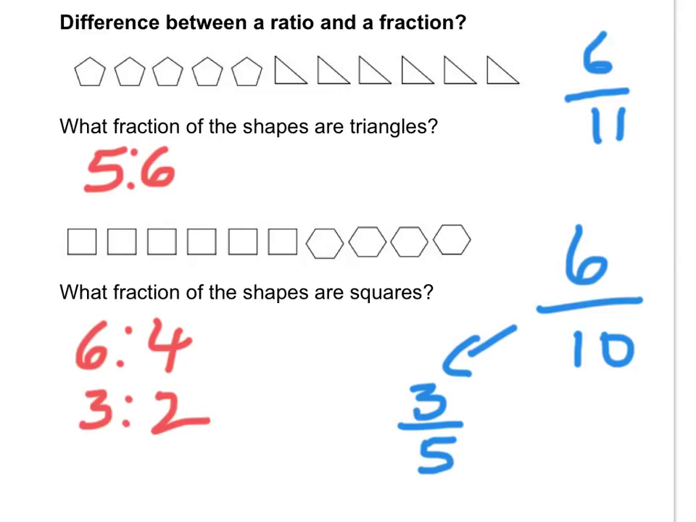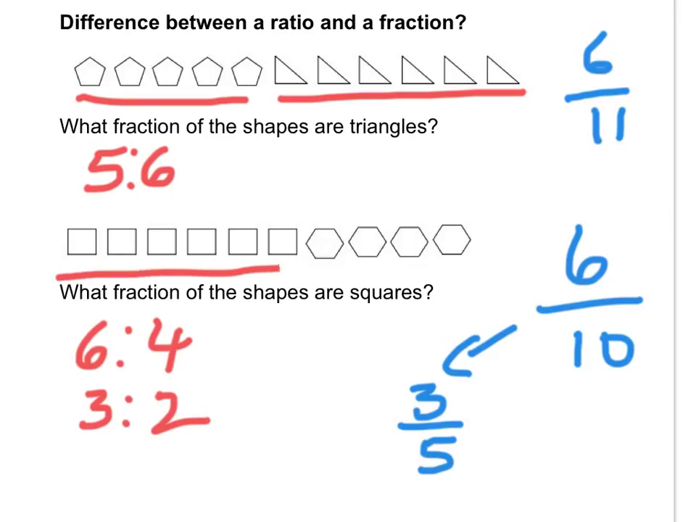So, a ratio compares one group to another group. Okay, one group to another group. A fraction compares one group to the total. Okay, one group to the total. So, when we looked at the first one there, we were looking at triangles. We saw that we had 6 triangles, but we had a total of 11 shapes. Similar at the bottom.